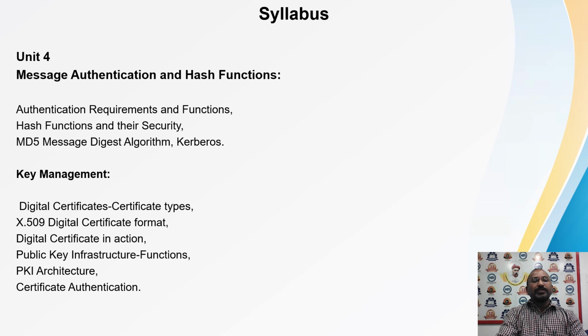When we use the keys from the trusted key parties, we have to check whether the document that is received is authenticated or not. These authentications can be proved using digital certificates, X.509, then public key infrastructure, PKI architectures, and certificate authorities.